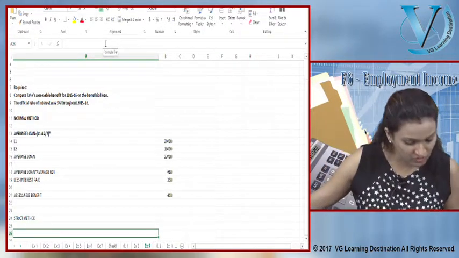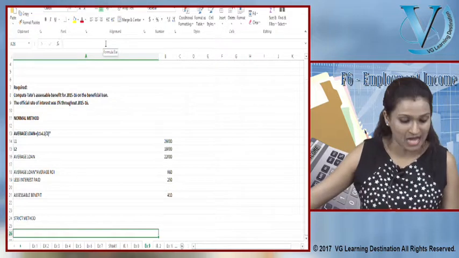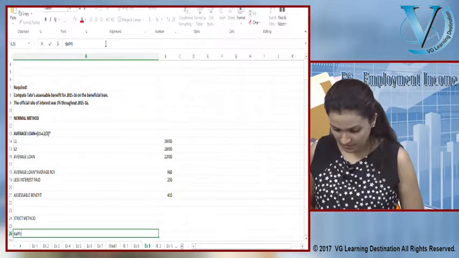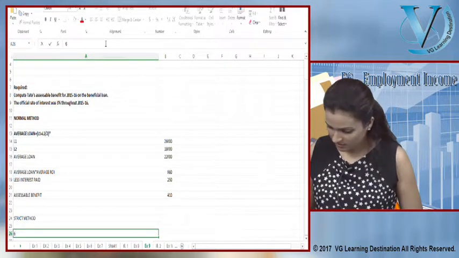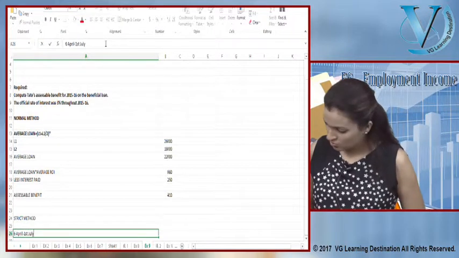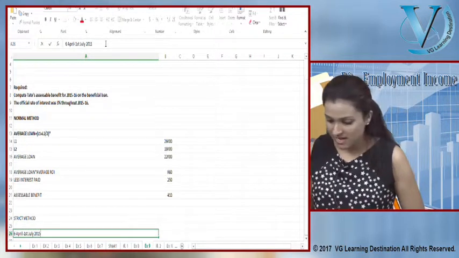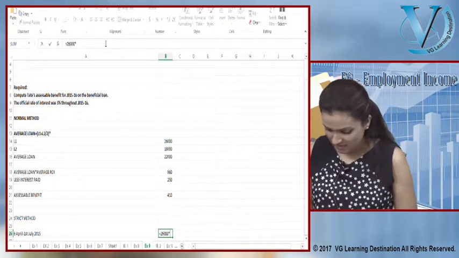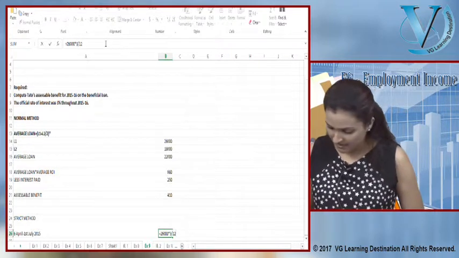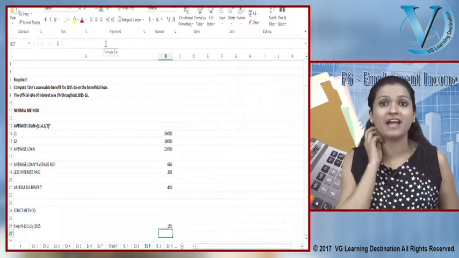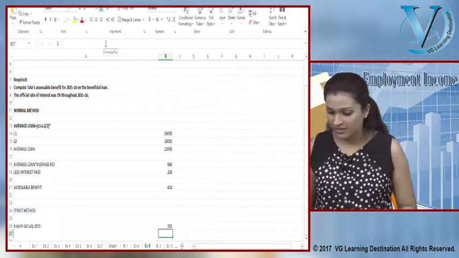For the opening interest, which opening amount was 26,000 pounds, which basically means from the 6th of April up till 1st of July 2015, which means 3 months you've enjoyed the benefit for 26,000 pounds, multiplied by 3 by 12, multiplied by the official rate of interest of 3%, which comes out to be 195 pounds of benefit you've enjoyed.